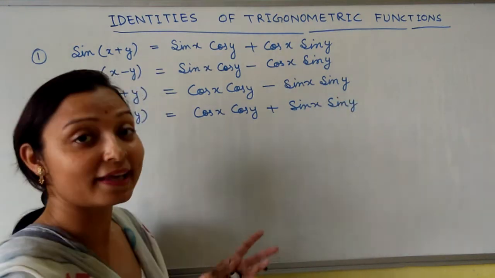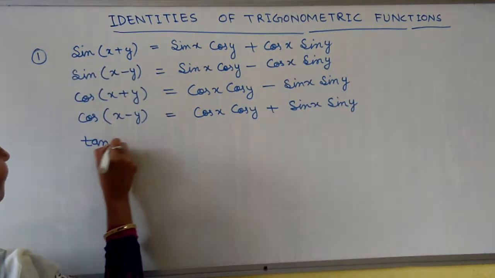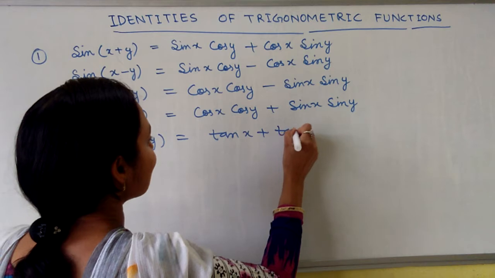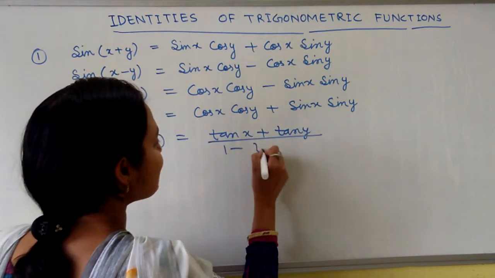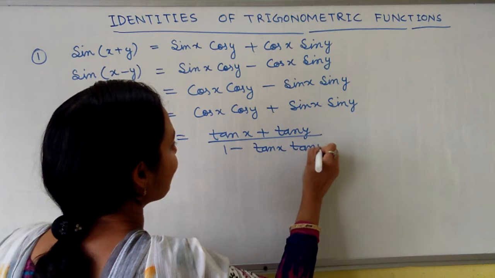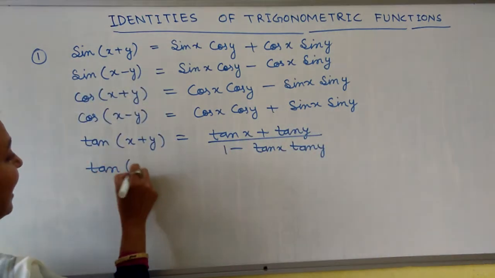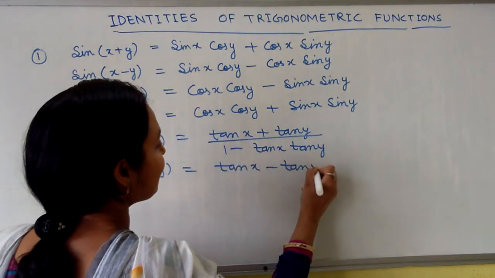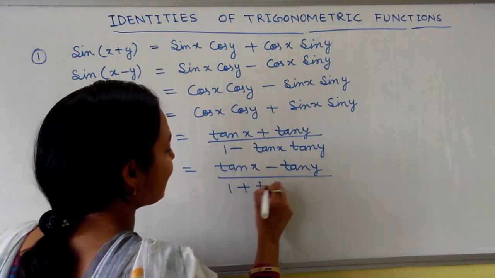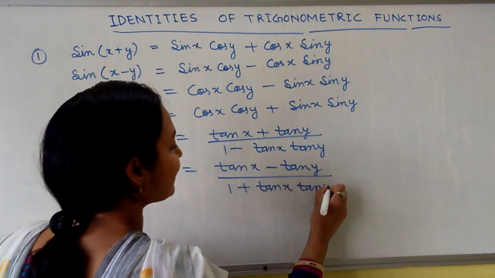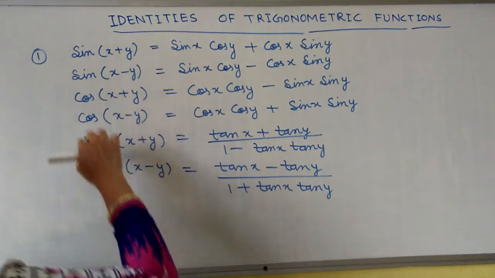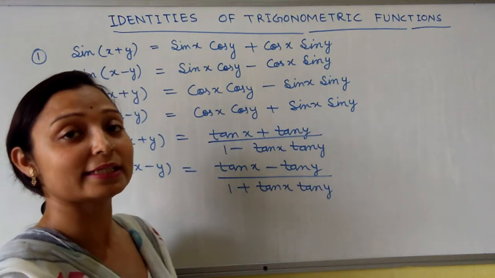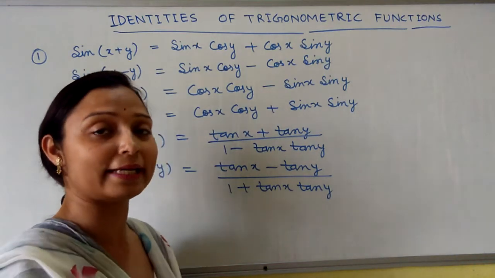Now it is the turn for tan. So yes, we have the formula for tan also: tan(x plus y) is tan x plus tan y divided by 1 minus tan x tan y. Next is tan(x minus y), that is equal to tan x minus tan y upon 1 plus tan x tan y, right? Except these sine, cos and tan identities, we have one more identity in the form of cot(x plus y) and cot(x minus y).